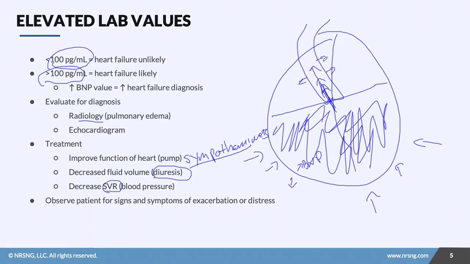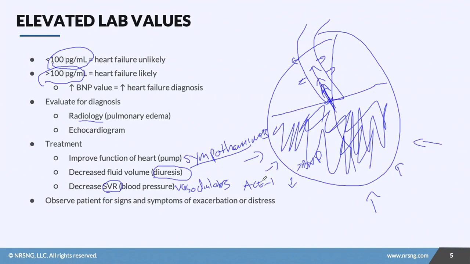So if we open this vessel up and make it less difficult to squeeze and expand, we're going to see hopefully more of that fluid come out. We can also give ACE inhibitors. So for these, we can give vasodilators or ACE inhibitors.